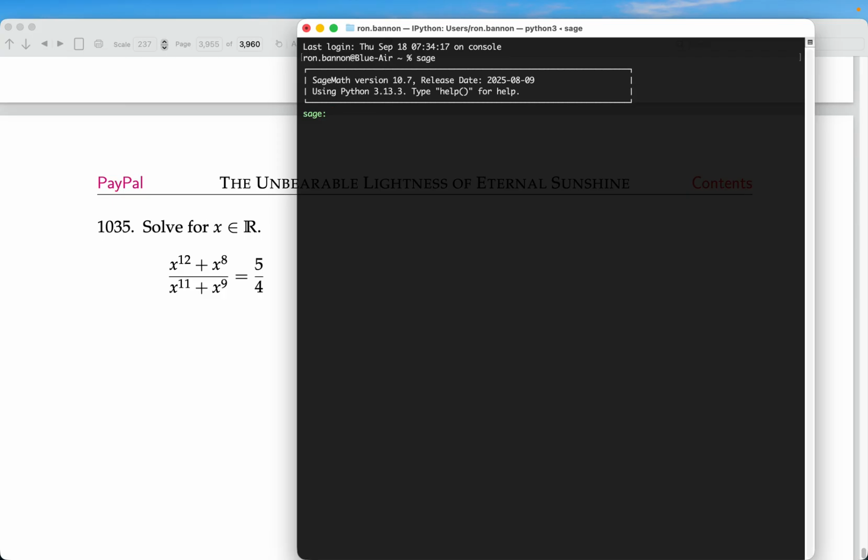I'm going to type in a function instead. So let me just reset and define a variable x. And then define a function f of x. That function is going to be x to the 12 plus x to the 8 on the top of the problem, and the bottom is x to the 11 plus x to the 9. We're going to see if Sage can solve this equation. The double equal sign indicates that it's an equation: f of x, when is it equal to 5/4? And we're trying to solve for x.